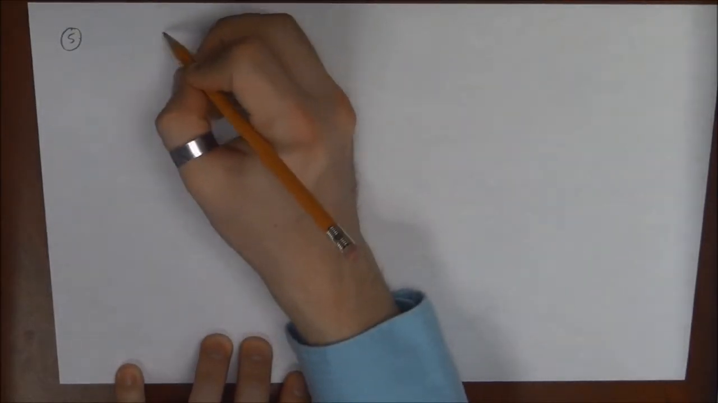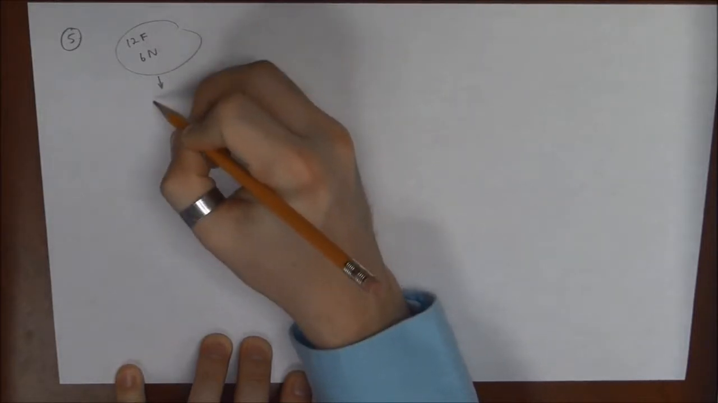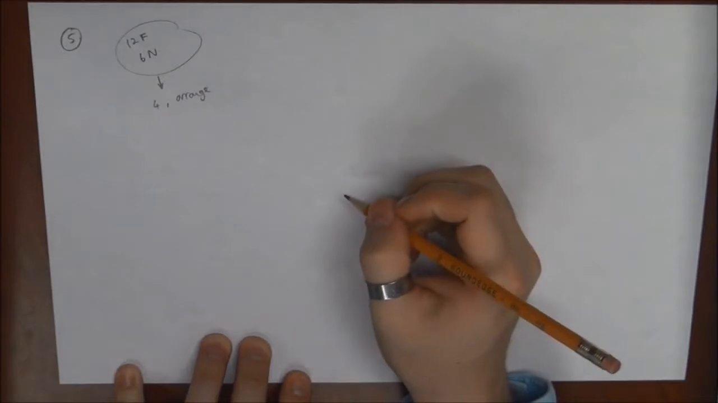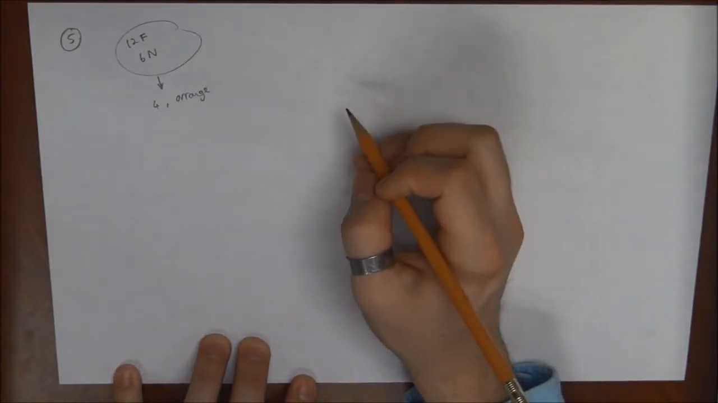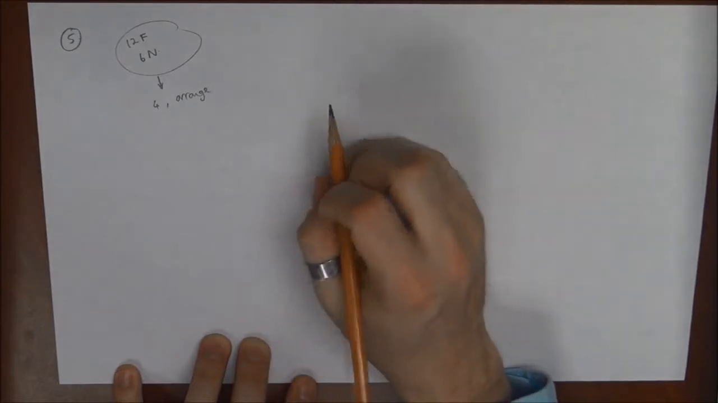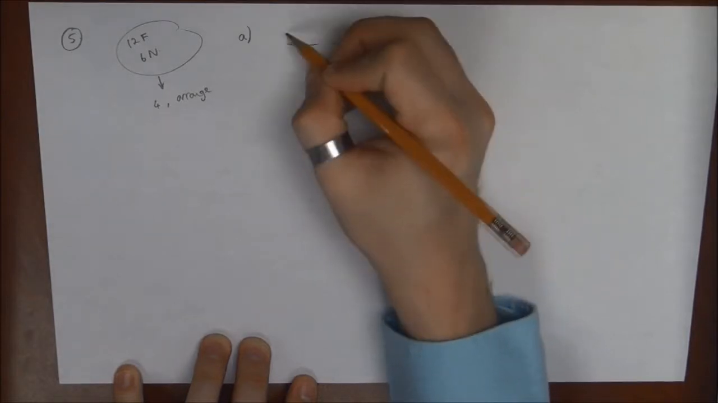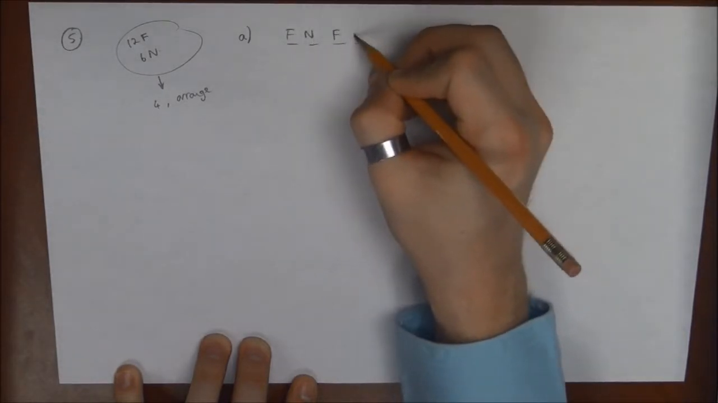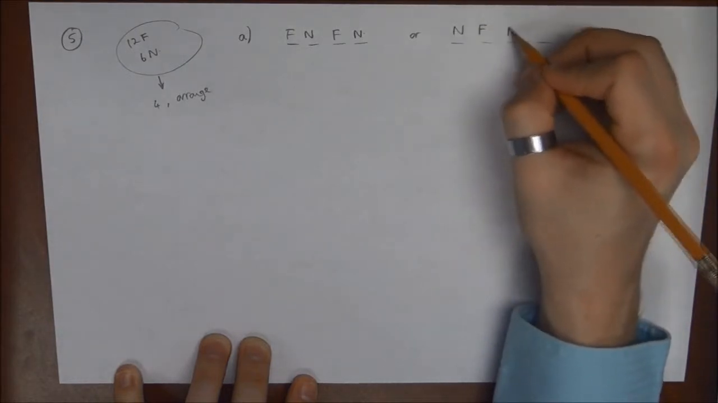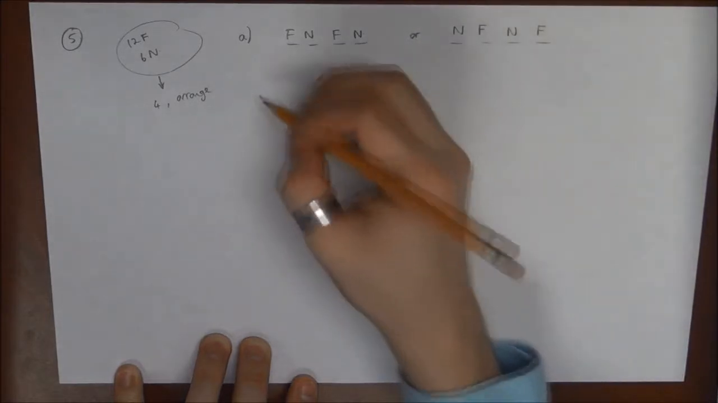Now let's set this up. You have 12 fiction and then of course 6 non-fiction. You are selecting 4 and you're arranging. And now I want to know what's the probability of getting alternating fiction and non-fiction. So in A, let's just see how that can happen. I can have fiction, non-fiction, fiction, non-fiction, or I can get non-fiction, fiction, non-fiction, fiction. So there's 2 basic ways to get that.